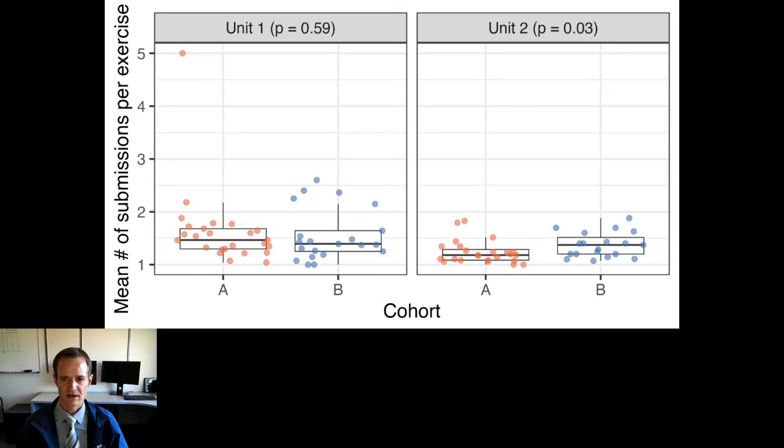Again, this is preliminary. If we adjust for multiple testing, that wouldn't really be a significant finding, but it was interesting to see a trend towards more submissions per exercise, suggesting that possibly these students were staying longer and working on these longer, rather than giving up quickly when they were getting stuck.